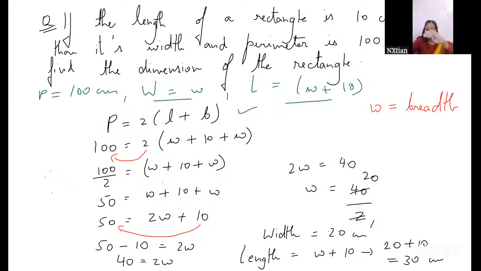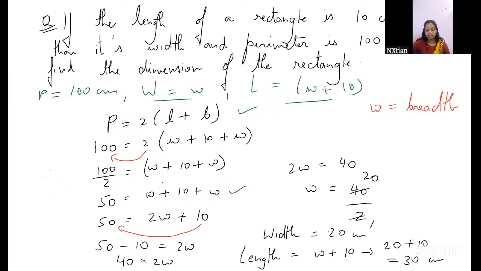Then I took the 2 to the left side. Why? Because 2 here on the right side is in multiplication, and taking it to the left side, it will become divide. So I took 2 to the left side, it becomes 100 by 2, so 50. Then here it was only left with W plus 10 plus W. Now W we have two times.